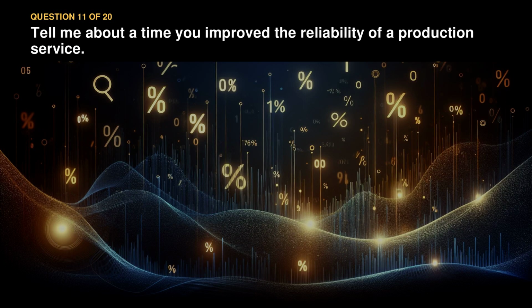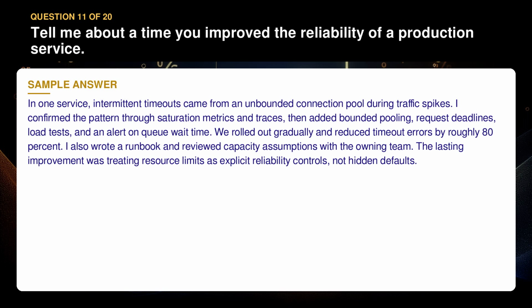Question 11. Tell me about a time you improved the reliability of a production service. In one service, intermittent timeouts came from an unbounded connection pool during traffic spikes. I confirmed the pattern through saturation metrics and traces, then added bounded pooling, request deadlines, load tests, and an alert on queue wait time. We rolled out gradually and reduced timeout errors by roughly 80%. I also wrote a runbook and reviewed capacity assumptions with the owning team. The lasting improvement was treating resource limits as explicit reliability controls, not hidden defaults.